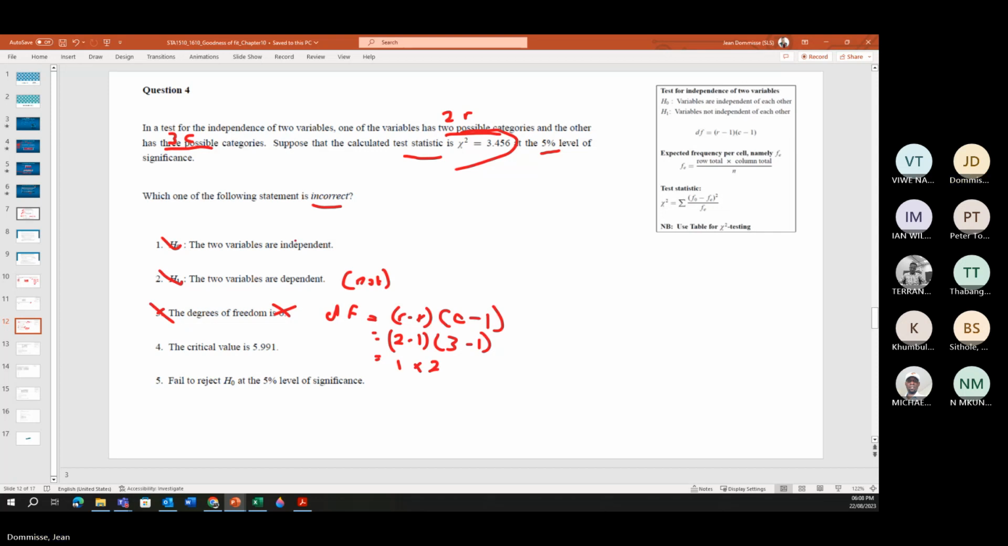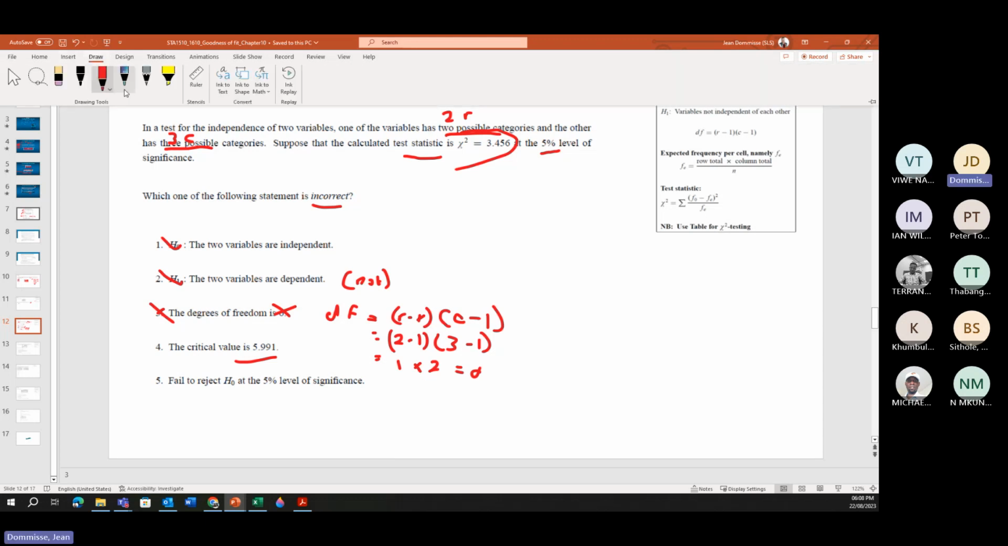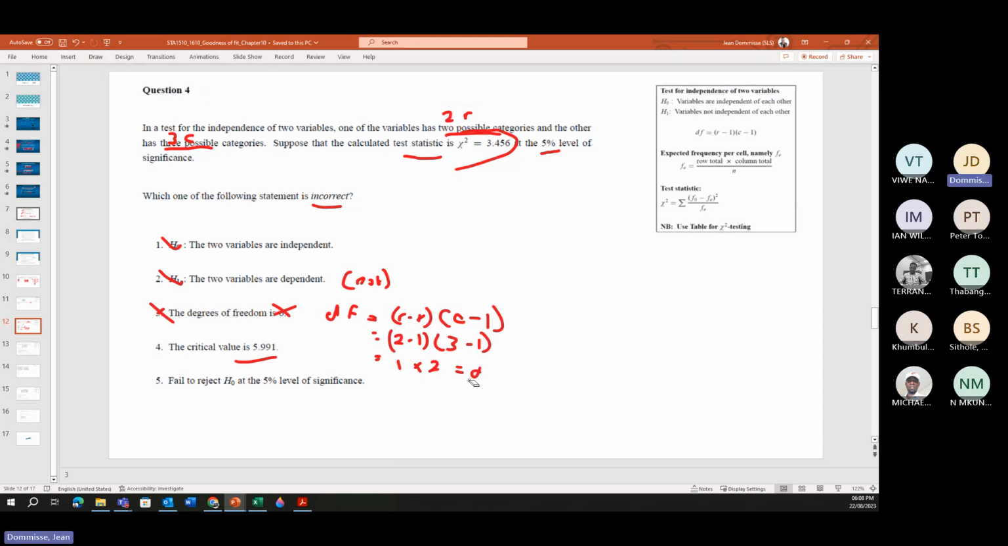Okay, but let's look at how we get the critical value. So degrees of freedom is 2. Need to write degrees of freedom again. I can just say it's 2.